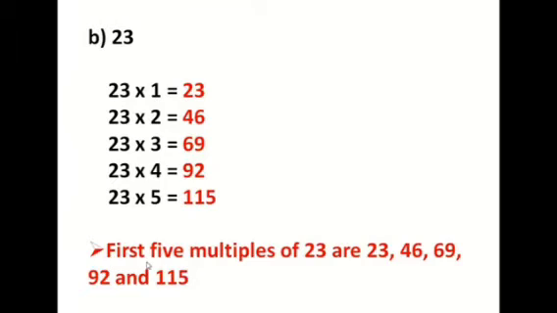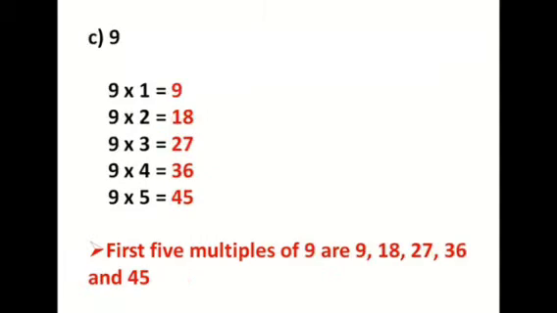So finally the answer is: the first 5 multiples of 23 are 23, 46, 69, 92 and 115. Next question, it is 9. It is very easy. So the first 5 multiples of 9. How will we do it? 9 1s are 9, 9 2s are 18, 9 3s are 27, 9 4s are 36, 9 5s are 45. So the first 5 multiples of 9 are 9, 18, 27, 36 and 45.